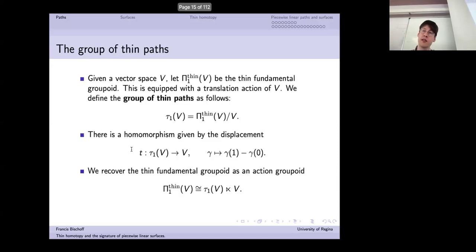Okay, any questions about this? So this is the first important object, this group of thin paths.